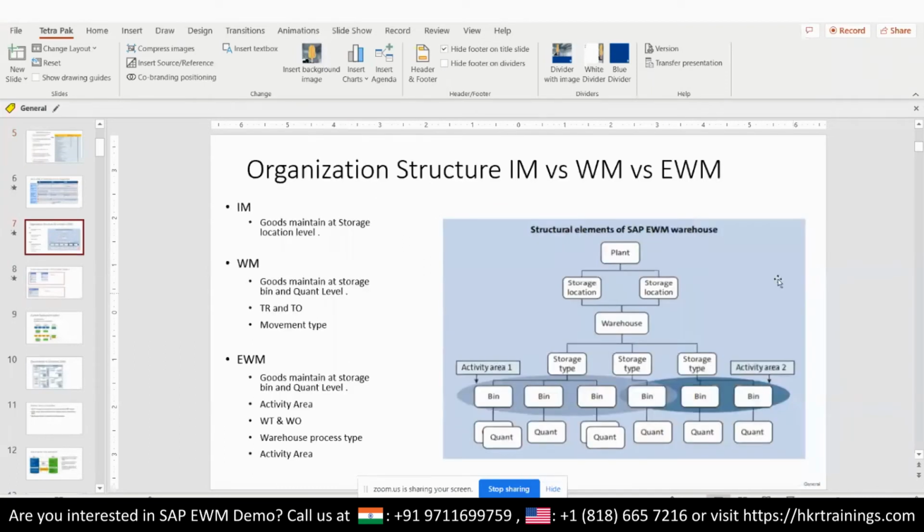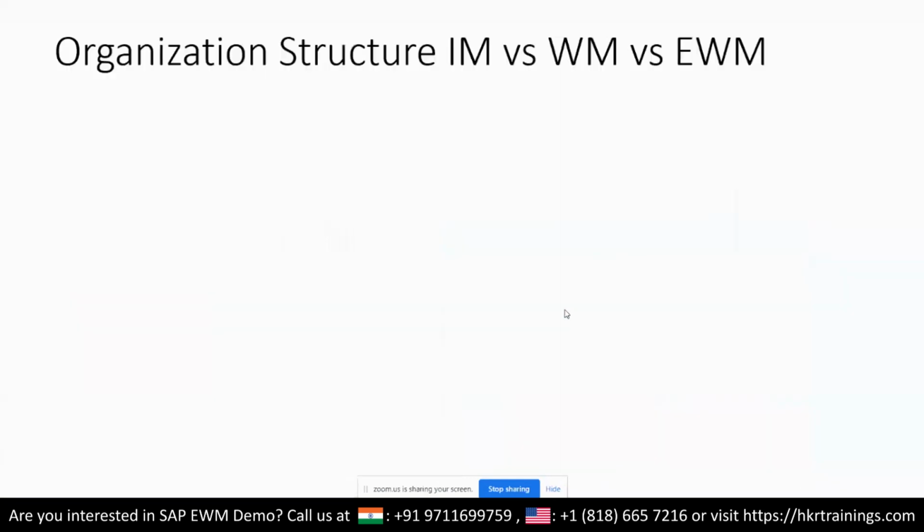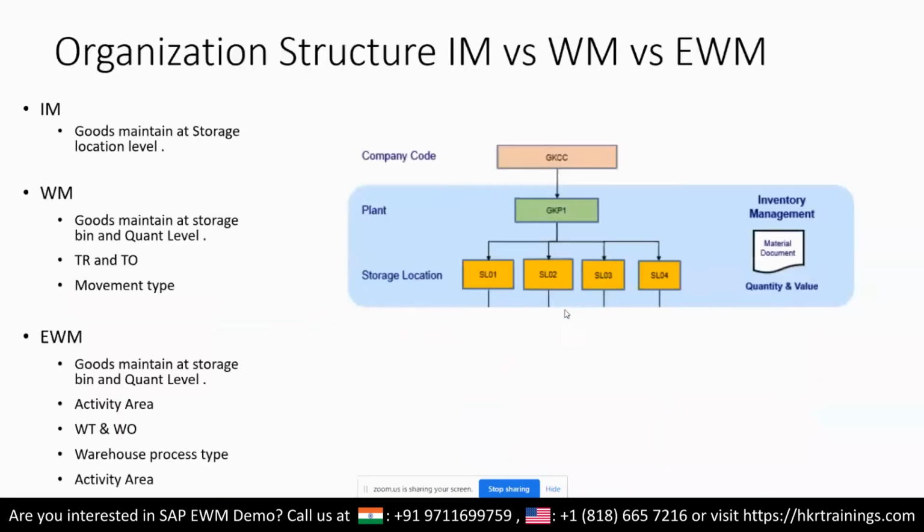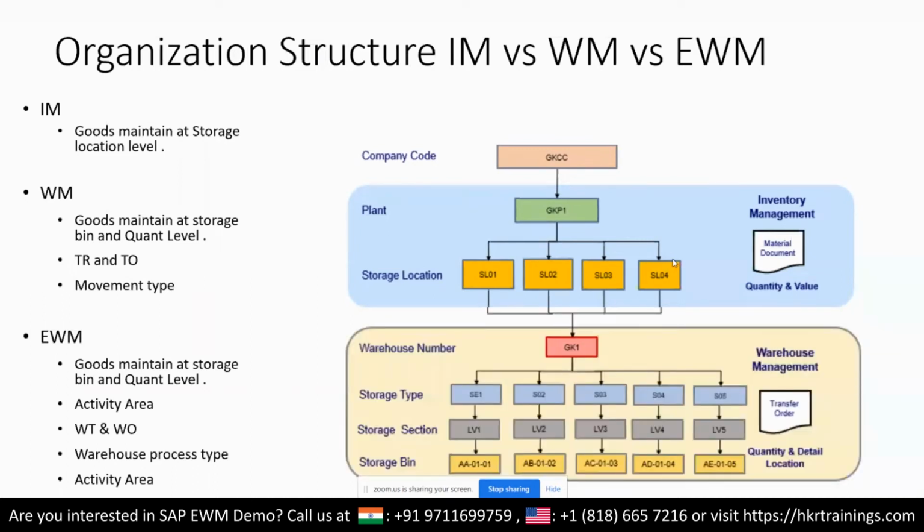If I talk about the organizational structure of EWM, first the MM side is quite easy: we have the plant and we have the storage location, and this is the lowest level where we are storing the material in material management. If I talk about the warehouse side, that is the old WM, the storage location is assigned to the warehouse. So we have the plant, the storage locations, and that storage location is assigned to one warehouse.